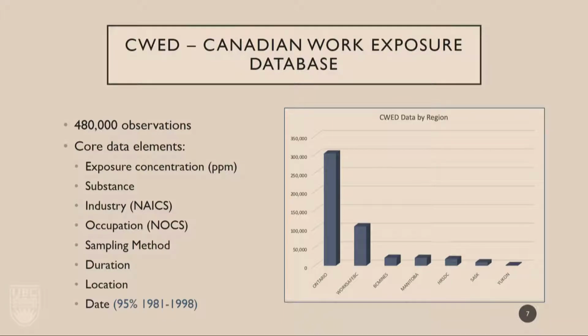So CWED, as it stands at the moment, has almost 500,000 occupational exposure measurements in it. And these are all quantitative, with an exposure measurement in ppm or milligrams per cubic meter. There's also information on the substance which has been measured, the methods, sampling duration, location. It's not a huge list of variables, but they are what they are. That's what people basically record. Sometimes agencies have recorded more, and where additional information is available, we've certainly collected it.